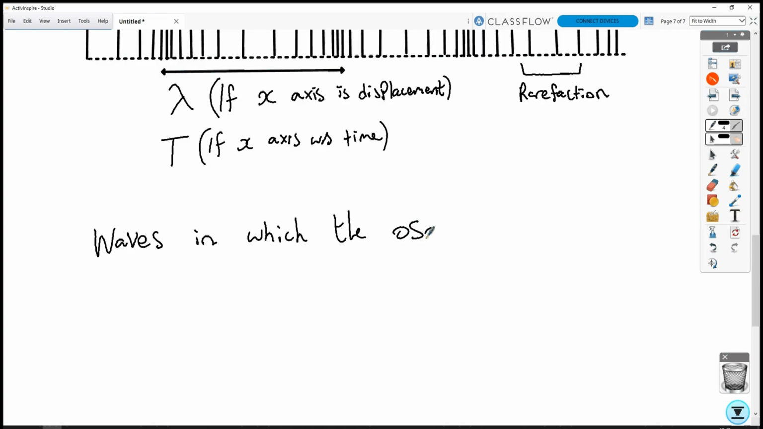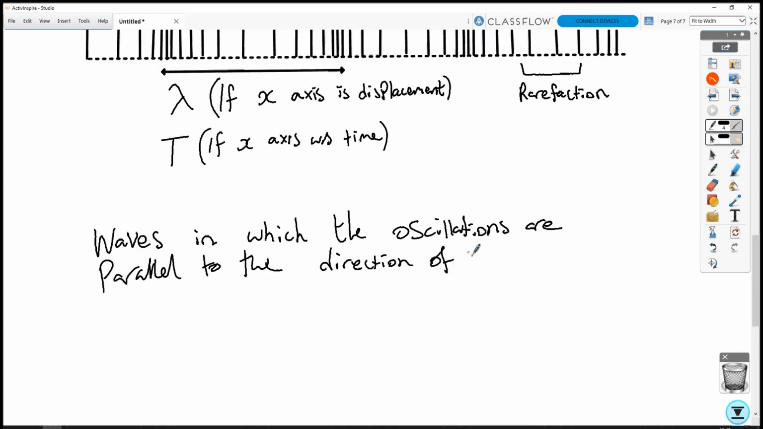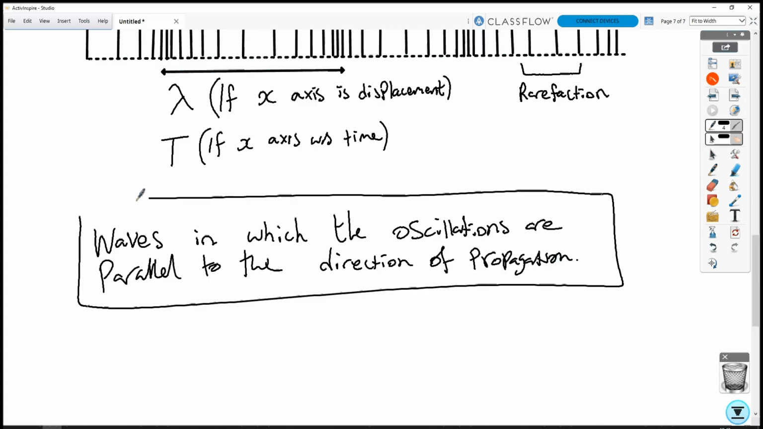the oscillations are parallel to the direction of propagation. I'm going to put a box around that. It's another definition you need to be able to recall at any point.